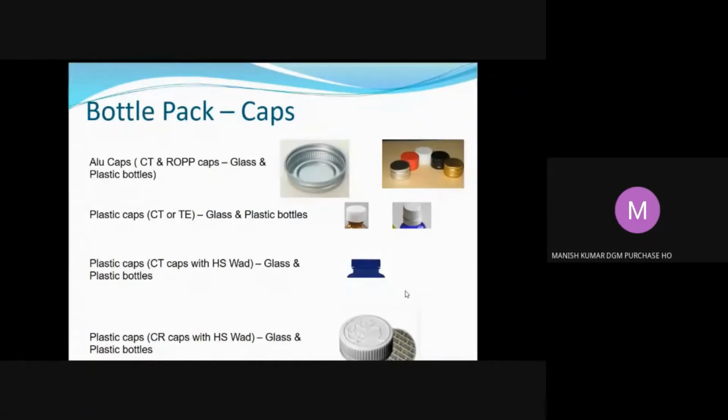There are agencies in the US also. So you have to send the bottle and cap combination to them, and they conduct the trial with your cap and bottle combination, and they provide the certificate that this bottle pack is child resistant. Otherwise, you can't claim your bottle or cap as child resistant. And different structures of WAD also can be used.